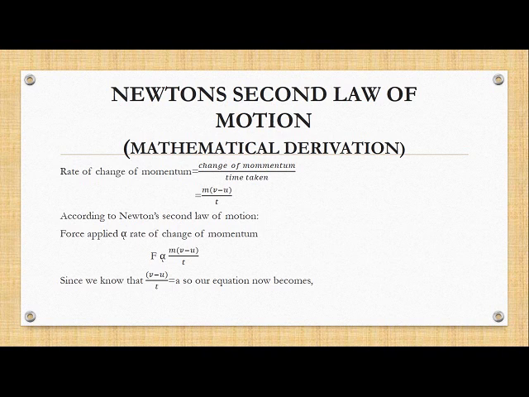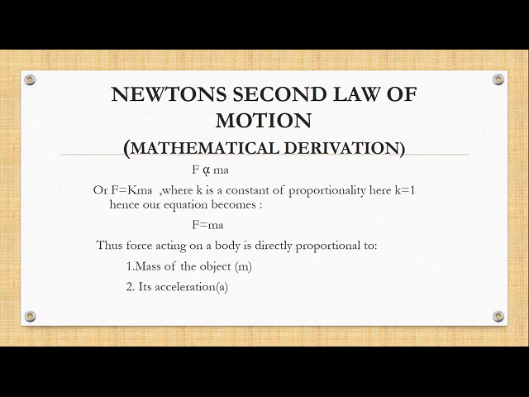Children, in lesson number 8 I taught you the equations of motion. In the first equation of motion, we studied that a is equal to (v minus u) upon t. So we can substitute a in place of (v minus u) upon t. Now our equation becomes F is directly proportional to mass into acceleration.